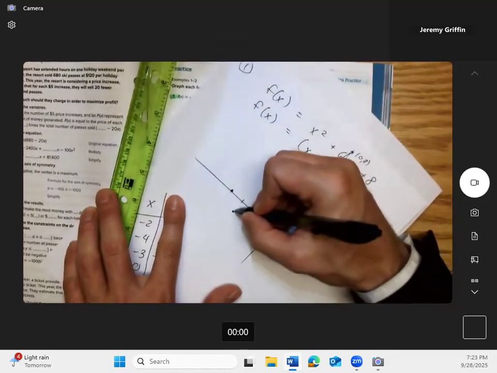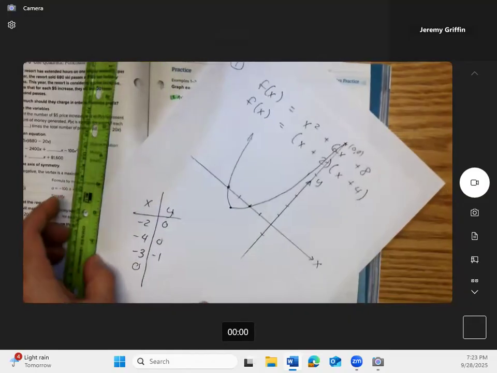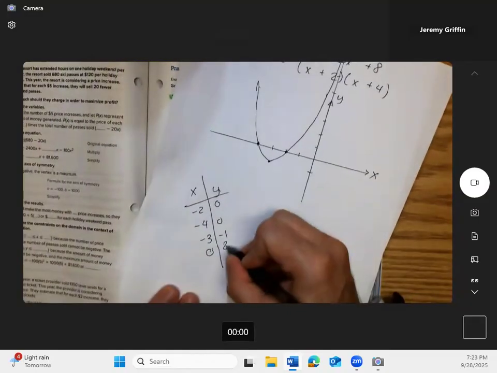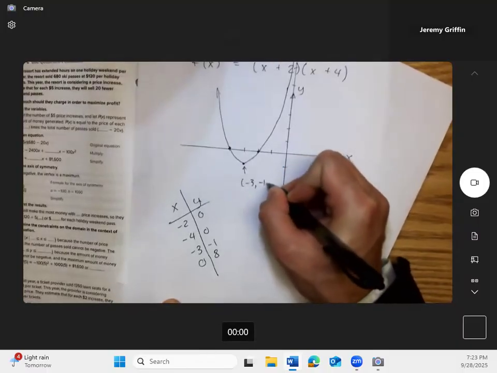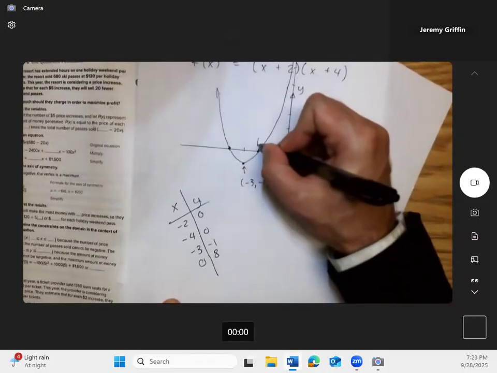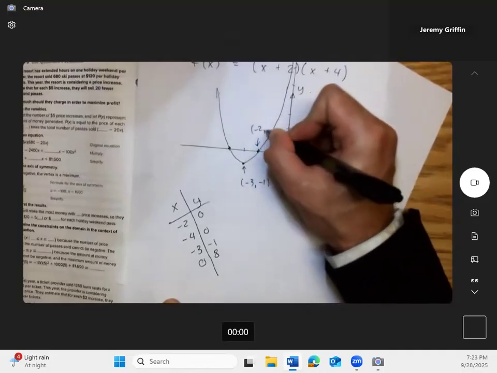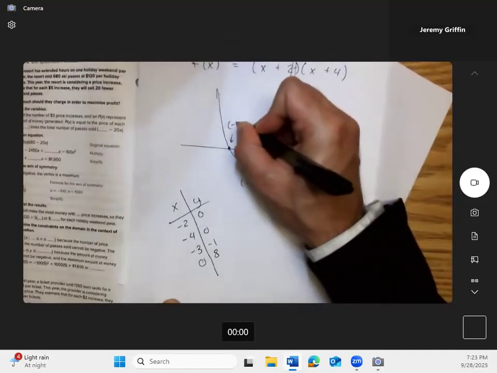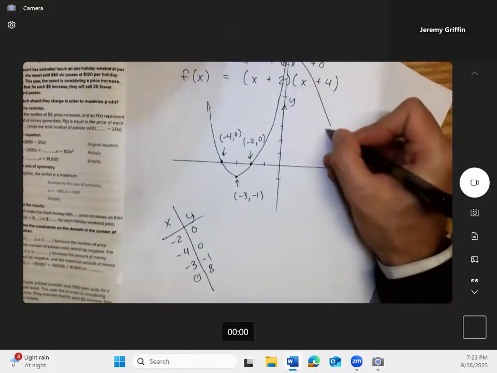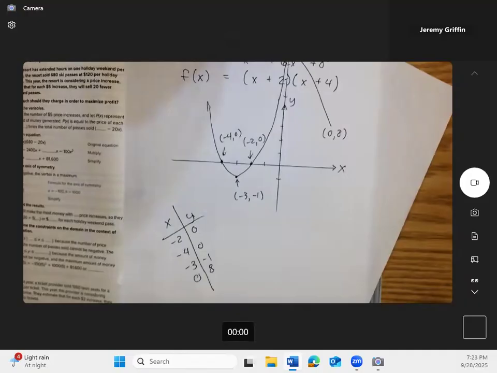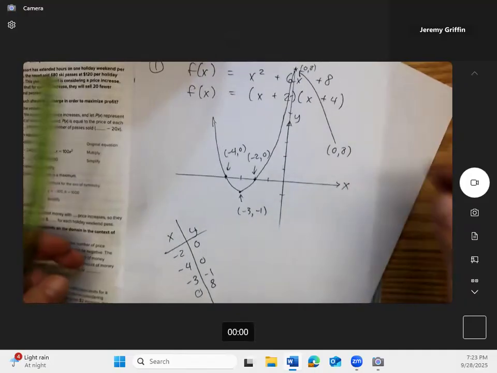Right. And then the ghost. Right, there you go. Okay, so here's the vertex at -3, -1. Here's the x-intercepts at -2, 0, and -4, 0. And then here's the y-intercept up here at 0, comma 8. Yeah, so those could be some key features, right?